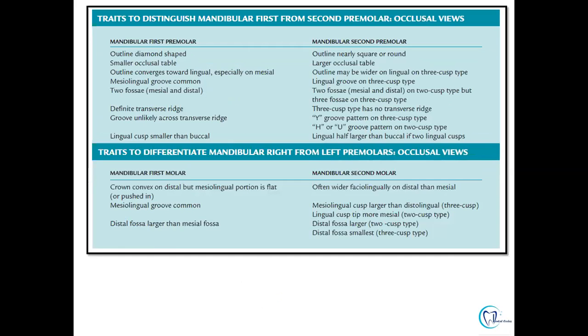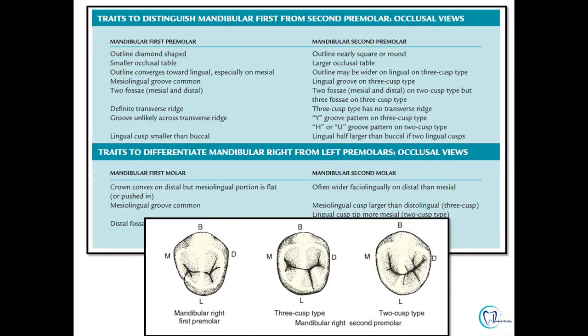Also, there are differences in the occlusal anatomy. When you see the occlusal anatomy of the mandibular right first premolar, the outline is diamond shape. The occlusal table is smaller and it is converging towards the lingual surface, and there is a mesiolingual groove which can be appreciated. When you see the mandibular second premolar, there are two varieties, two cusp variety and three cusp variety. Accordingly, you can see square or rounded anatomy. The occlusal table is wider in comparison to the first premolar, and you can appreciate Y shape and H shape grooves in cases of three cusp and two cusp varieties.